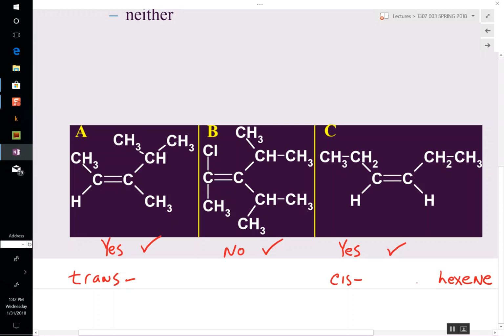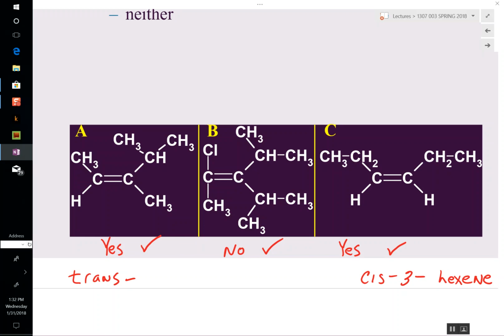1, 2, 3, 4, 5, 6. 6 carbons long. You don't just come over here and call that a substituent. You can keep going. I didn't pick up my finger. That's a continuous chain. And it starts out on the 3. And that's the full name: cis-3-hexene. There's no substituents on there. That's it.